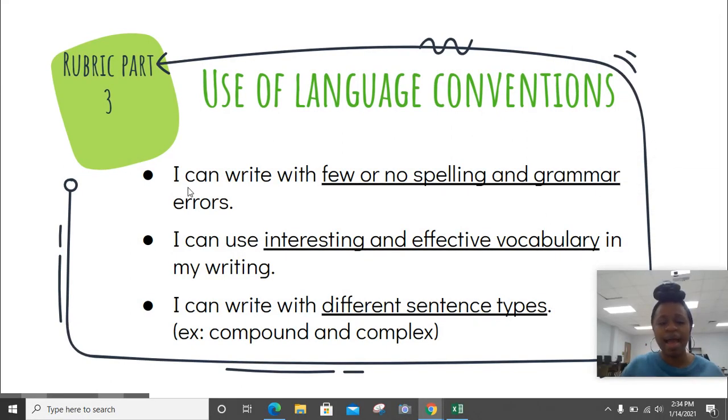The first one says, I can write with few or no spelling and grammar errors. I can use interesting and effective vocabulary in my writing, and I can write with different sentence types. Example, compound and complex sentences.